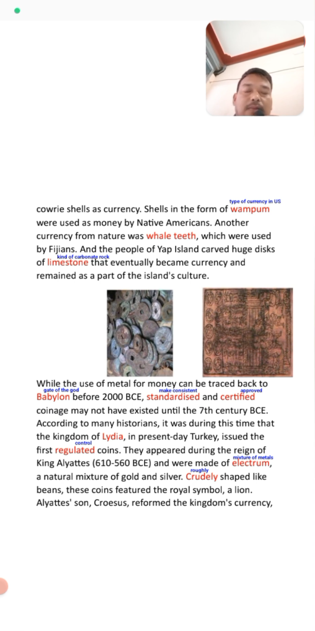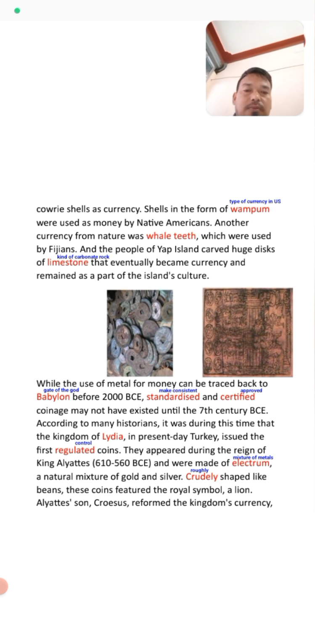Then they made a currency from electrum, which was the combination of gold and silver, during the king Aeetes's time. These currencies were made from this material, as I told you, and these coins were also bean shaped and had a picture of a lion on them. Aretes, also known as Croesus, changed the currency of the kingdom and brought silver and gold coins.